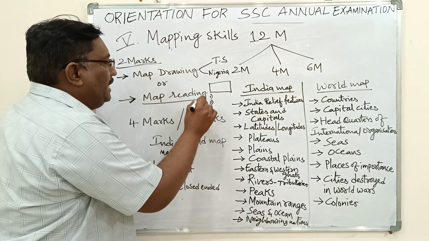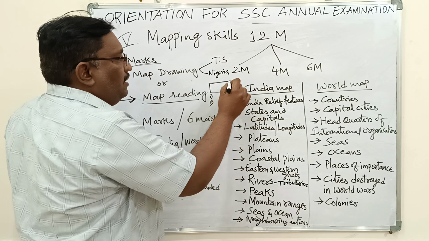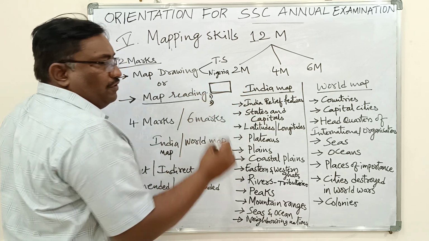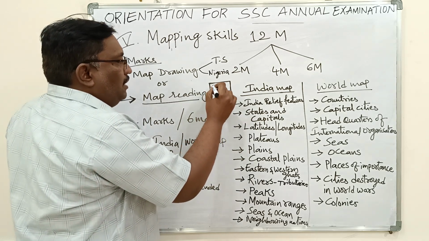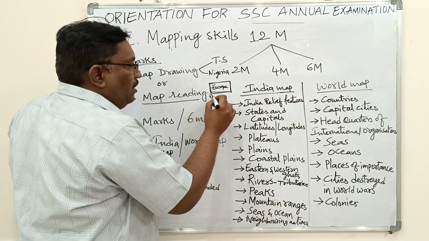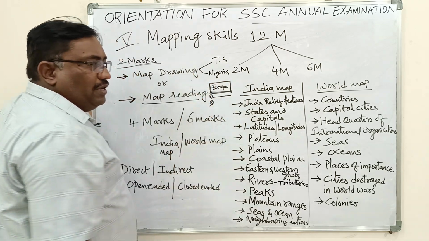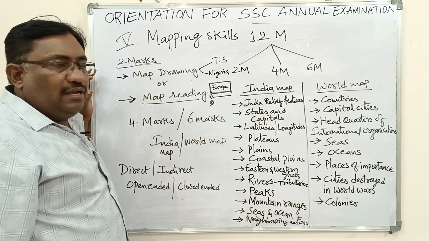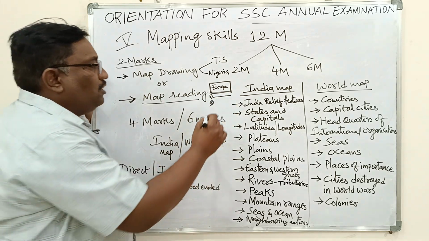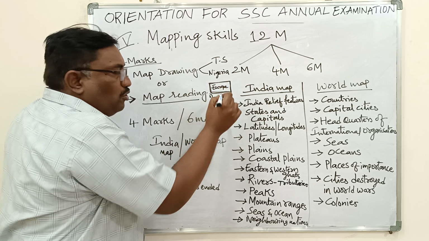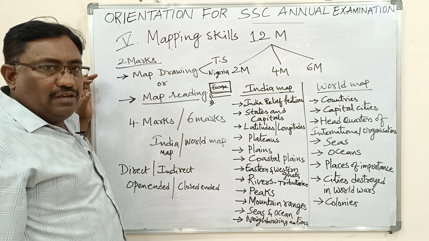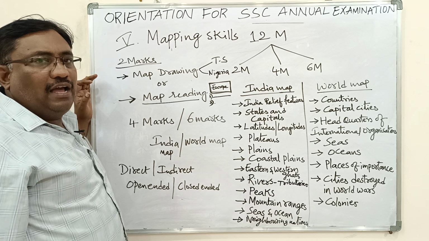Coming to map reading, a map will be given in the question paper, and at the bottom they will be giving 2 questions. So for example, it is the map of the Europe continent. Now the first question will be, what is the map showing, or what does the map indicate? So we can write that the map indicates the Europe continent. Second question, by looking at the map we have to answer: why is England called an island nation?